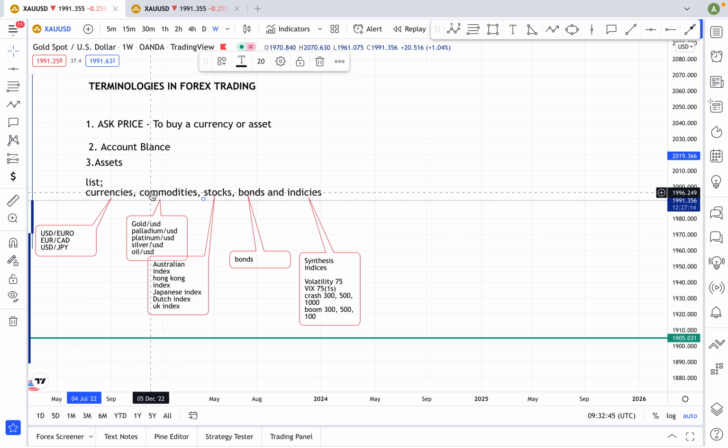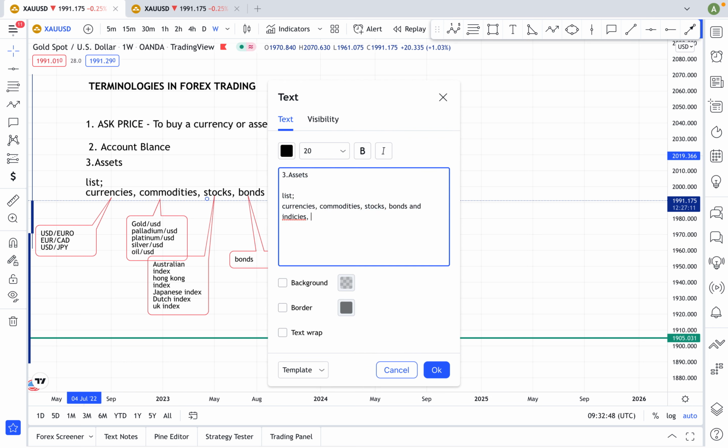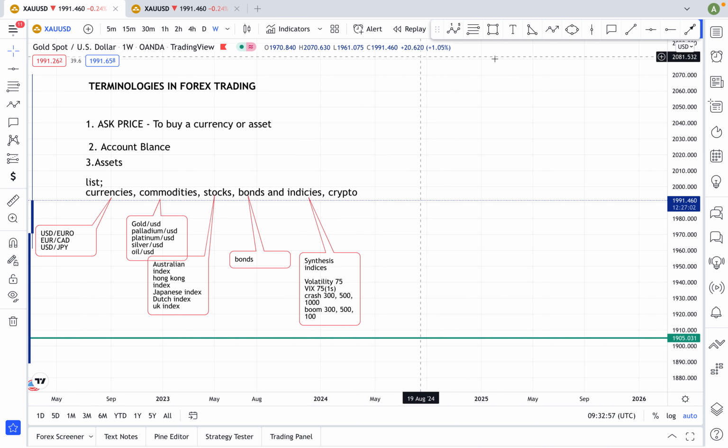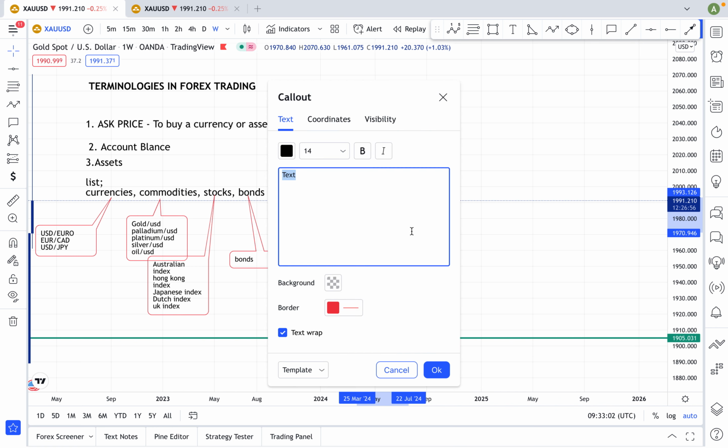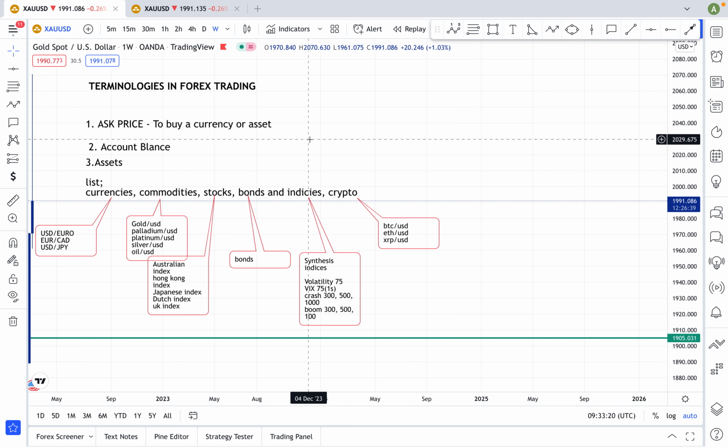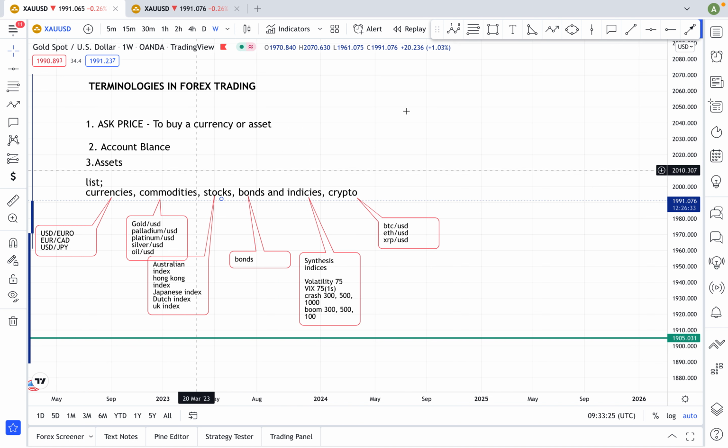And then let me just say, part of the list of these assets includes cryptocurrency. Yes, because you can trade crypto as well. Instead of buying or holding crypto, you can actually trade it. Like the forex market, you can trade BTC USD, right? ETH USD, XRP USD. Name any currency, you can actually trade it. But most times you can trade the major ones. Okay, you can trade the major ones in the market.